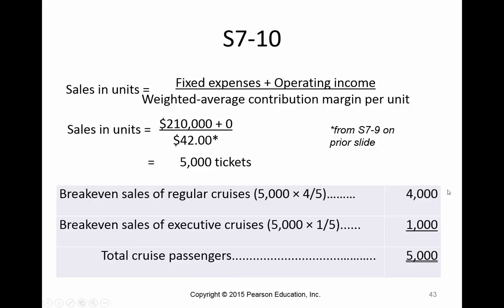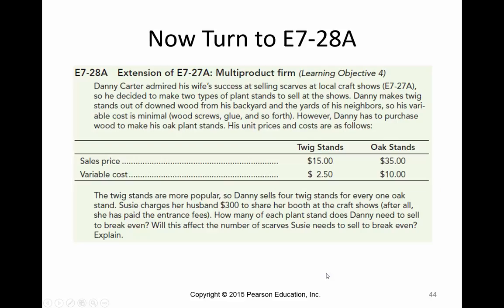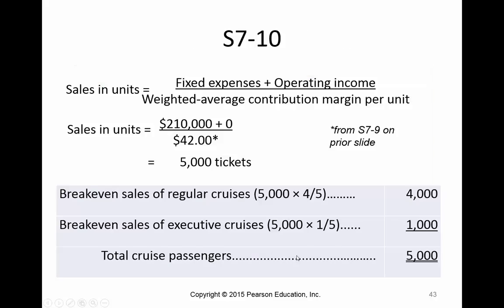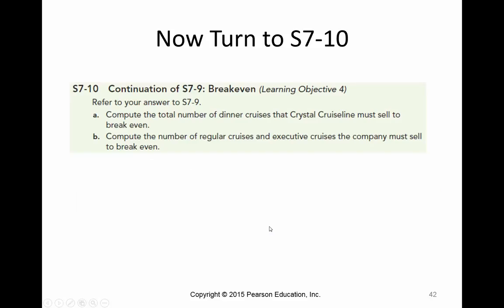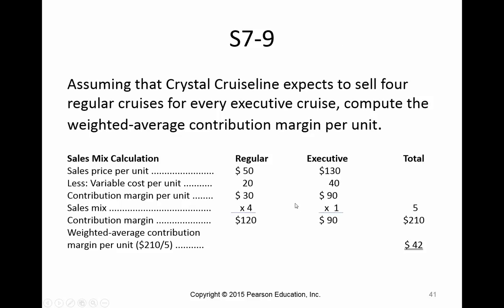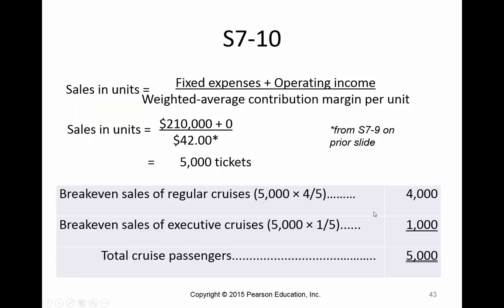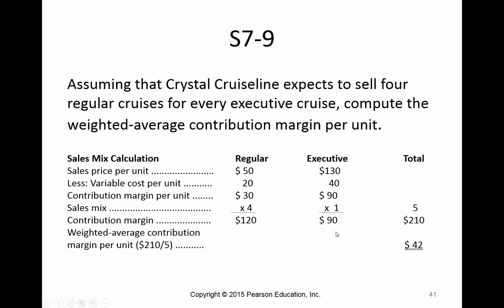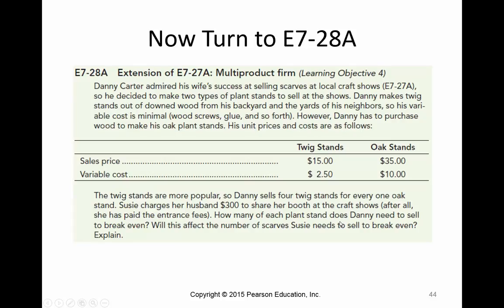Then we can take this information here and calculate our total sales numbers by going back and multiplying that. We didn't do this in this problem, that wasn't part of the question, but I can take the 4,000 cruises of the regular and multiply that by the sales price of 50. I can multiply the 1,000 tickets by the sales price of 130 and get my total sales value for that.